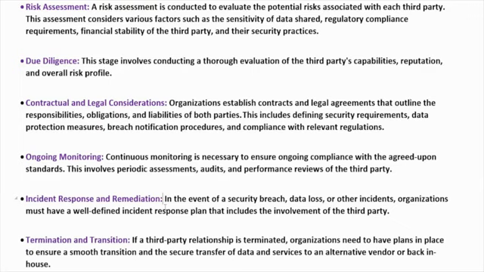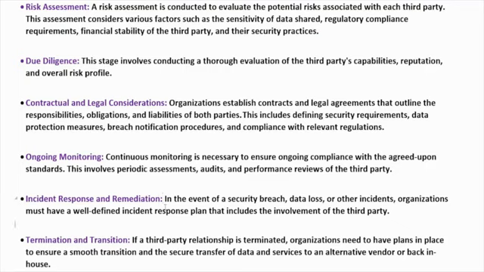They have an incident response plan that outlines the roles, the responsibilities, and the communication channels between the bank and the payment processor. Then we have termination and transition. If a third party relationship is terminated, organizations need to have plans in place to ensure a smooth transition and the secure transfer of data and services to an alternative vendor or back in house.